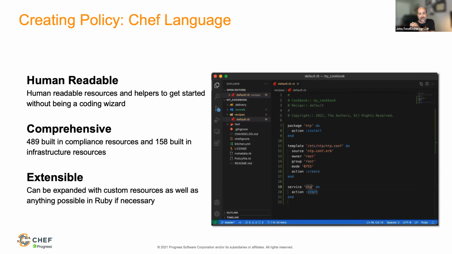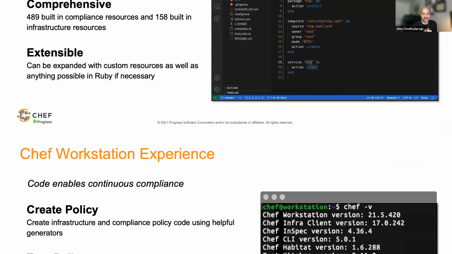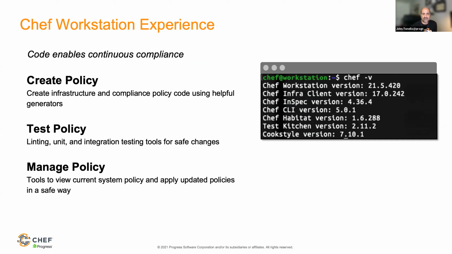There are 489 as of today built-in compliance resources, and 158 different Chef Infra resources that can be used. And it's highly extensible, and you're not limited to just those. You can create your own as you go forward, and whatever suits your team. So the Chef Workstation experience is largely a CLI experience. And once you install Workstation, which is a package that you install, and you can do a couple things to point to the embedded Ruby and other packages that come with it.